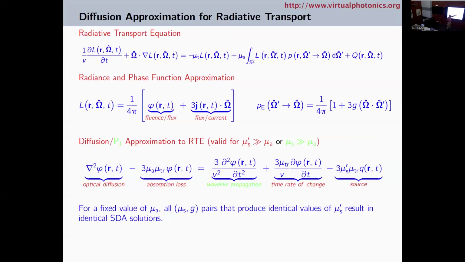But if you only need mu s to be larger than mu sub a, then you can get away with mu s prime or mu a being only about 10 times higher. So you can probably push P1 closer to the visible than you can the standard diffusion. Again, this is only irrelevant for time domain, right? Because in steady state, it doesn't matter, and you really need mu s prime to be greater than mu a. Does that address? Okay.